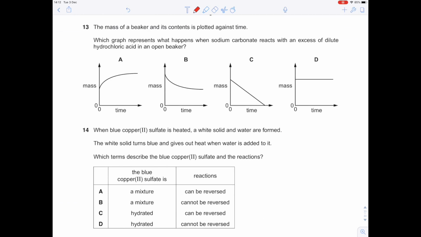The mass of a beaker and its contents is plotted against time. Which graph represents what happens when sodium carbonate reacts with an excess of dilute hydrochloric acid in an open beaker? So we've got sodium carbonate reacting with hydrochloric acid, forming sodium chloride plus water plus carbon dioxide. Now the fact that it's an open beaker means that the carbon dioxide is going to be given off, so the mass will decrease over time. Remember that reactions start off quickly and then slow down. So that's what we can see with this graph line. So B is your answer here.